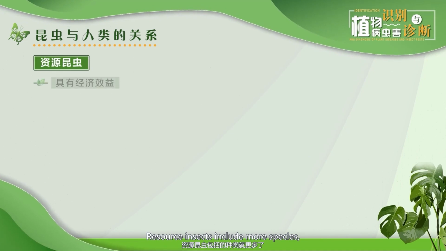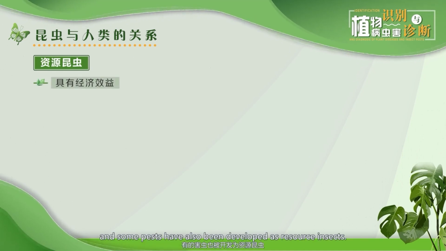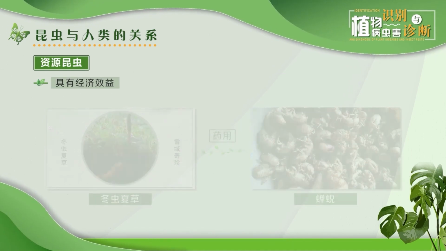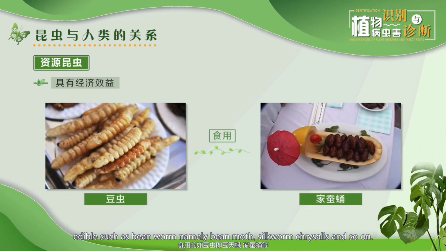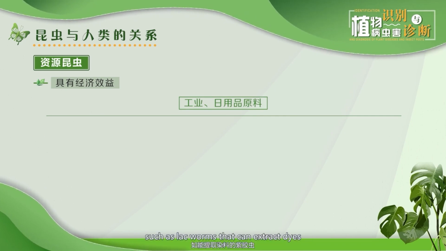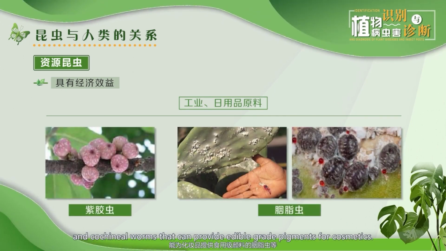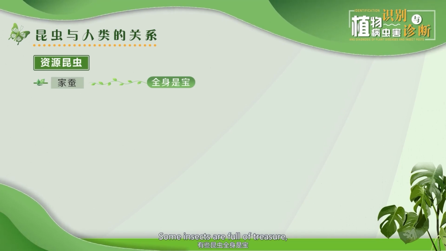Resource insects include more species, and some pests have also been developed as resource insects. Medicinal ones such as cordyceps and exuviae. Edible ones such as beanworm, namely bean moth, silkworm chrysalis, and so on. There are also types of industrial raw materials, such as lac-worms that can extract dyes and cochineal worms that can provide edible-grade pigments for cosmetics. Some insects are full of treasure.